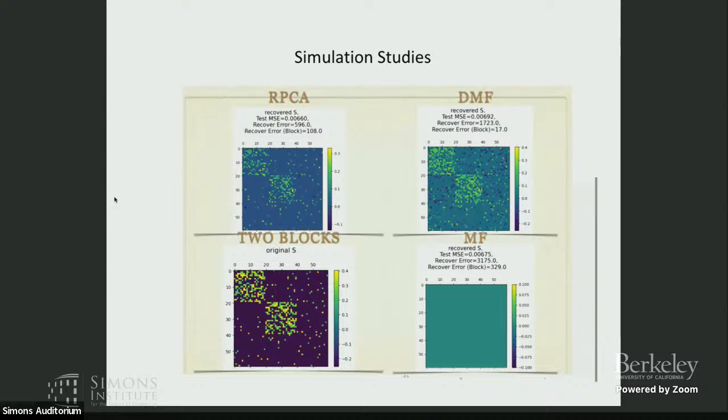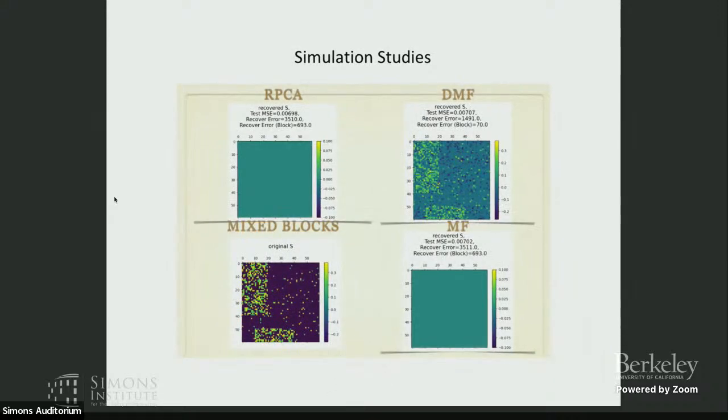We make a comparison between robust PCA, our deep matrix factorization, and the traditional matrix factorization, and this is the original structure. You can see that for some standard structures, deep matrix factorization works very similarly to robust PCA. But for a situation like this, where we have two overlapping blocks, robust PCA fails, and matrix factorization is not powerful at all.